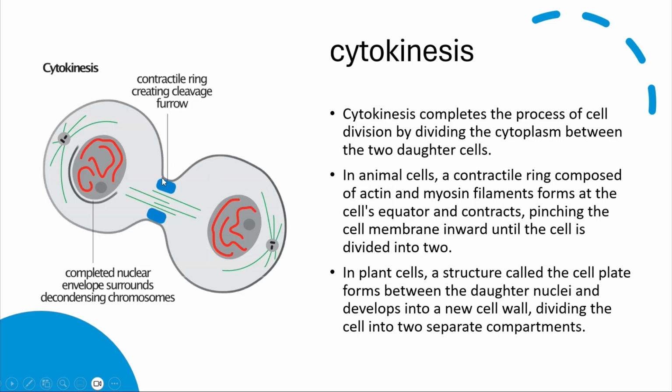And then cytokinesis is when the cytoplasm is going to split. So the actual cell is going to split into two. We had these two nuclei that were produced a minute ago, and now cytokinesis completes the process of cell division by dividing the cytoplasm between the two daughter cells.